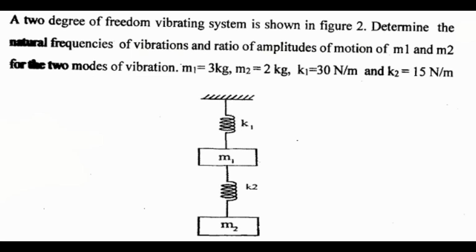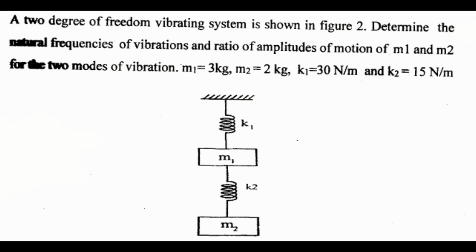So a 2 degree of freedom vibratory system is shown, and we have to determine the natural frequency of vibration and the ratio of amplitude of both the masses m1 and m2. The given conditions are the masses of the system, 3 kilogram and 2 kilogram, and spring constants k1 and k2, given as 30 newton per meter and 15 newton per meter. We have to determine the natural frequency of vibration and the ratio of amplitude.